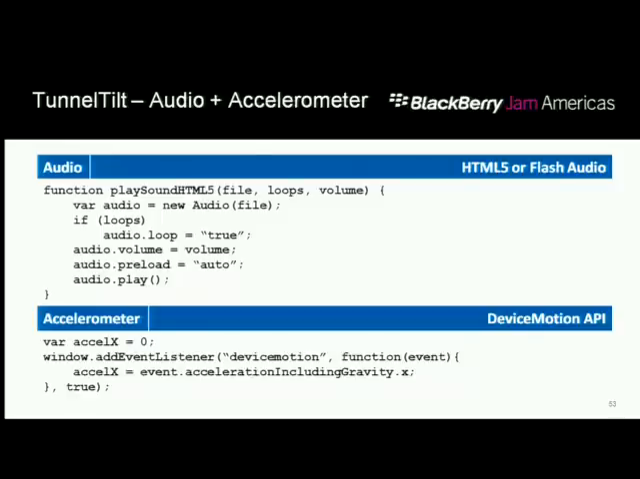Equivalently, we also have the device motion API that we're using, which is another useful HTML5 API, which enables us to get that useful accelerometer rotation data.